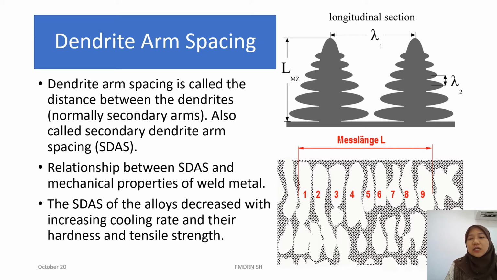So the easiest way to measure the dendrite arm spacing is by drawing a line passing through a few dendrites. For example, in this picture, passing through 9 dendrites. So measure that length using a ruler. If you are using a microscope, there will be a ruler to measure the distance from one secondary dendrite arm to whatever number of dendrites are included in that length, and then divide by the number of dendrite arms. The result will give you the secondary dendrite arm spacing.